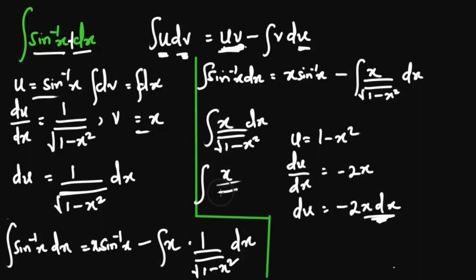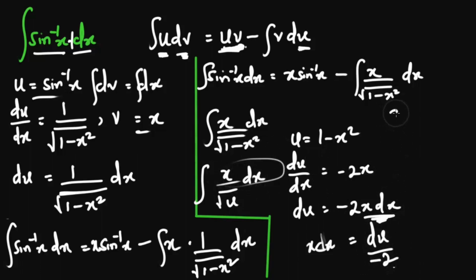I'm now going to substitute and say this is the integral of x over the square root of u, right, dx. So I want everything to be in terms of u. So what is x dx? x dx is equal to what? du over minus 2. So I'm coming here and substituting x dx with du over minus 2. So I have the integral of du over minus 2 root u, right? So this becomes simpler, right? So let's clear this part.